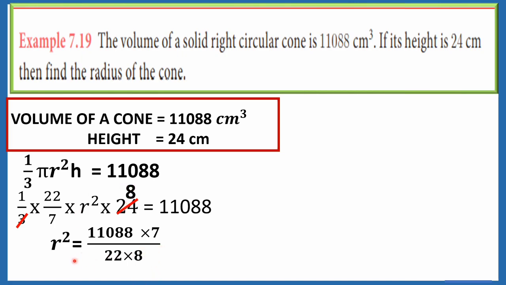Here we can do it in two ways. If we are well versed in division and multiplication rules, first we can divide the number 11,088 by 8. Then again divide it by 22. Then take the square root, we get r. If you are lacking the multiplication tables and division rules, you can use this easy method.